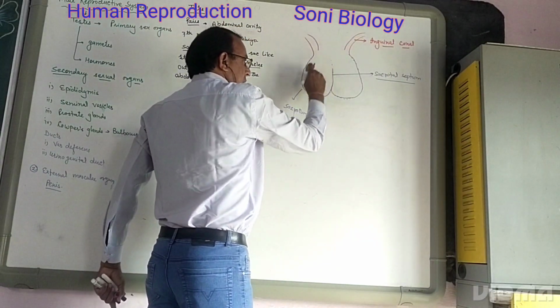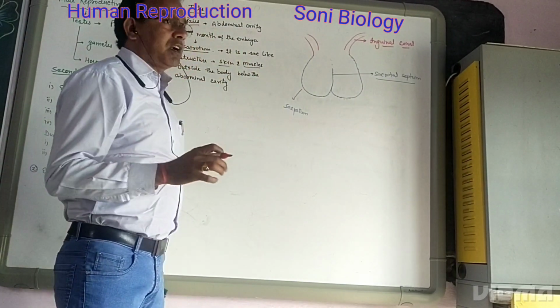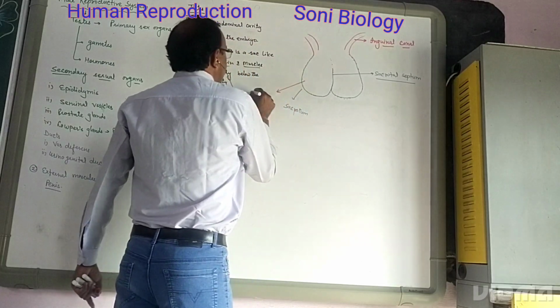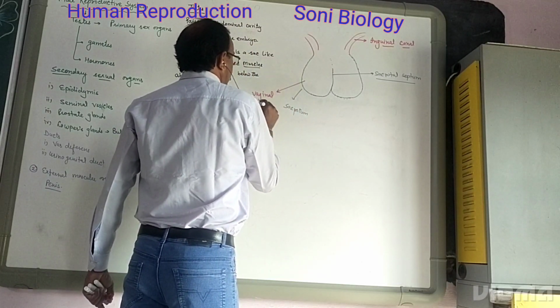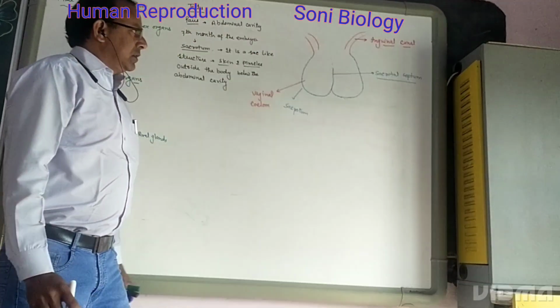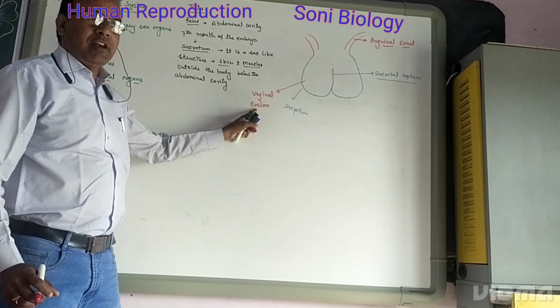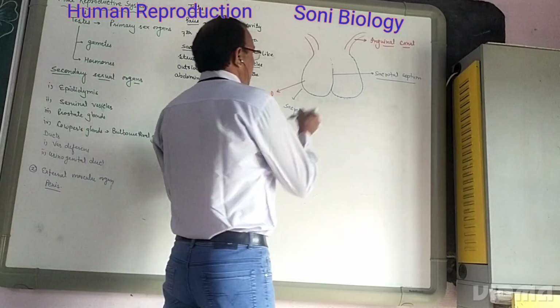Each scrotal sac, each scrotal pouch, contains a cavity. This cavity is called the vaginal cavity. The cavity present in each scrotal sac is called the vaginal cavity, and it is filled with a fluid.